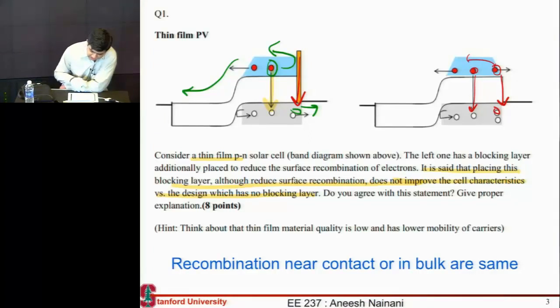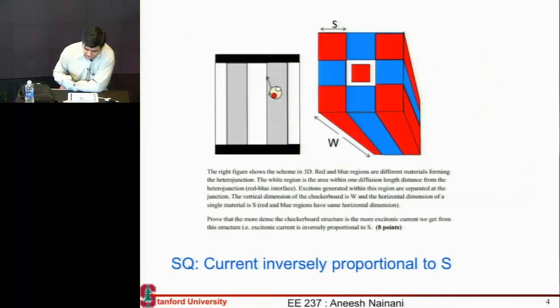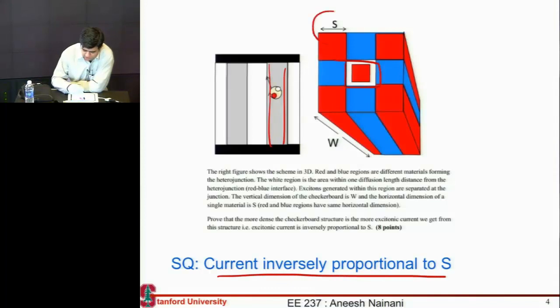Another such question, which again requires you to think, is that we talked about these organic solar cells. So now I'm thinking of these bulk heterojunction cells, and I need to prove that the current is inversely proportional to this segment size, or the width of my segment. Again, very simple calculation. Think about how the interface area is changing with this changing segment size.